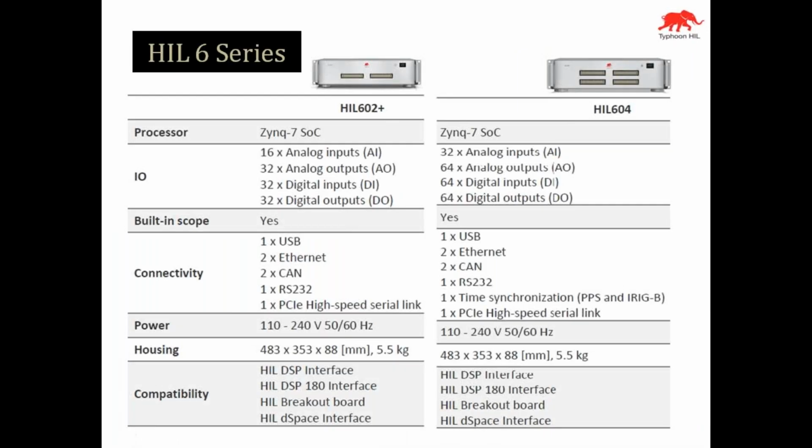Coming towards the 6 series, in 602 plus we can have 16 analog inputs, 32 analog outputs, and 32 digital inputs and digital outputs. Whereas in 604 we can have 32 analog inputs, 64 analog outputs, 64 digital inputs and 64 digital outputs. Built-in scope is available for both. Connectivity is mostly common, only one is different, that is time synchronization. Here you can have this option available.